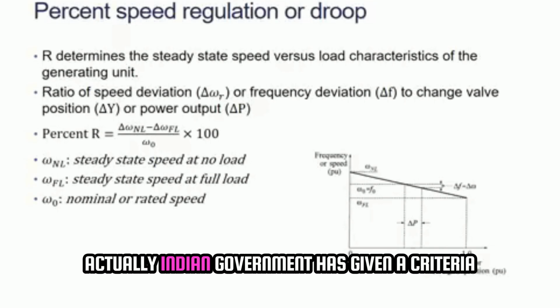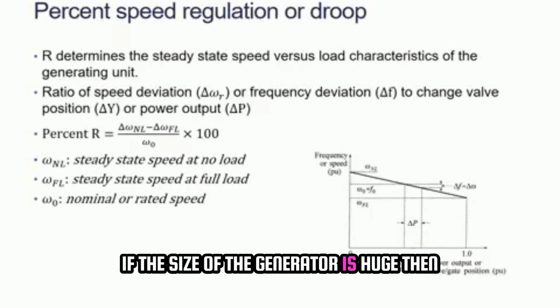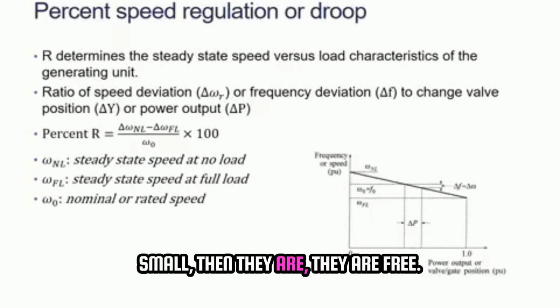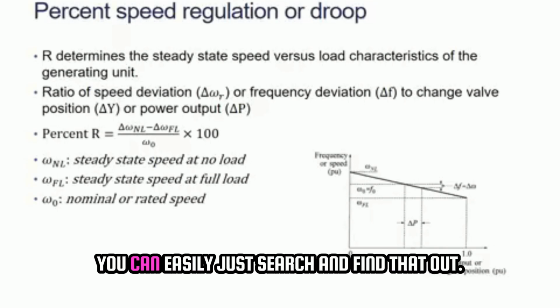The Indian government has given a criterion based on the size of the generator. If the size of the generator is huge, then they are mandated to provide some R or some regulation. And if the size of the generator is very small, then they are free; they do not have to provide R. So it is based on size. I think it is more than 100 megawatt. I'll just cross check and let you know. You can easily search and find that out.